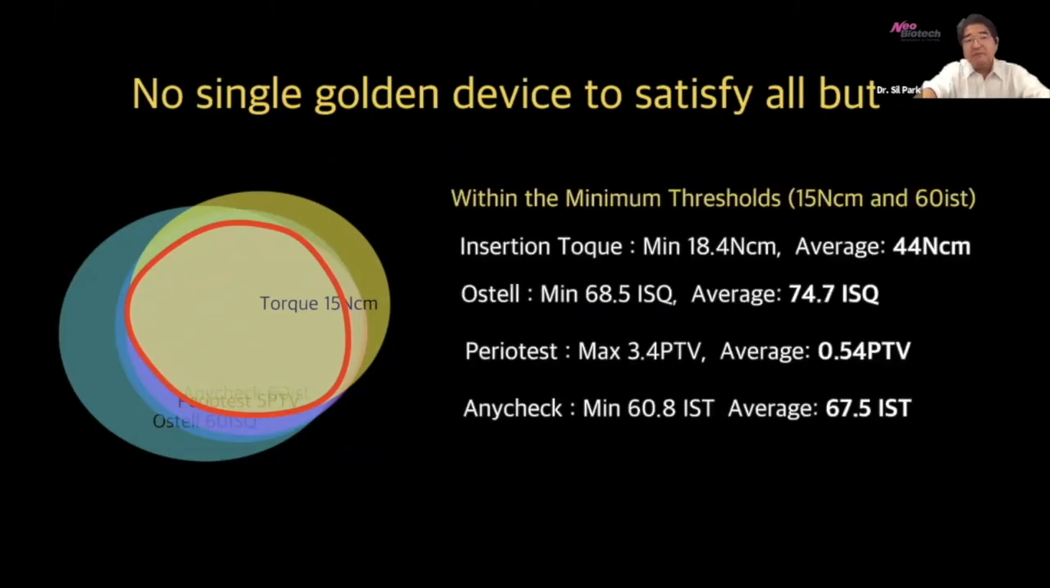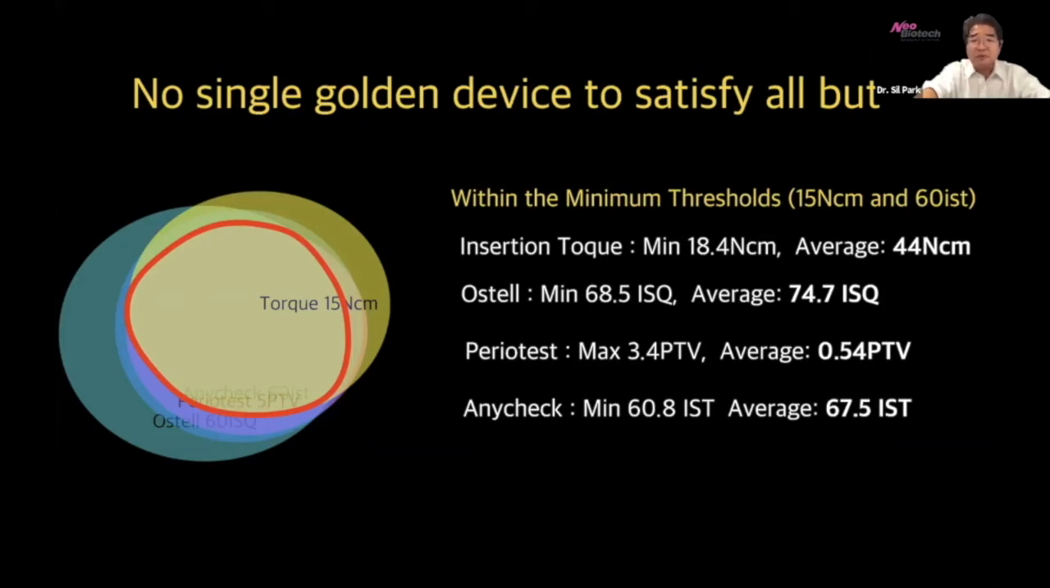So for example, if I'm using the AnyCheck with a 60 ISQ, and the insertion torque is more than 15 Newton centimeters, then those samples show that the average insertion torque is 44 Newton centimeters, the Ostell number is 74, the Periotest is 0.5, and the AnyCheck number is 67. So that's why I claim that, based on the threshold theory, we have to measure with two different methods.